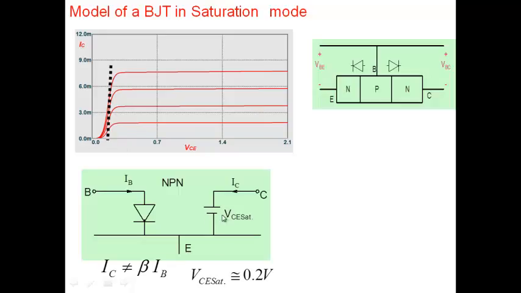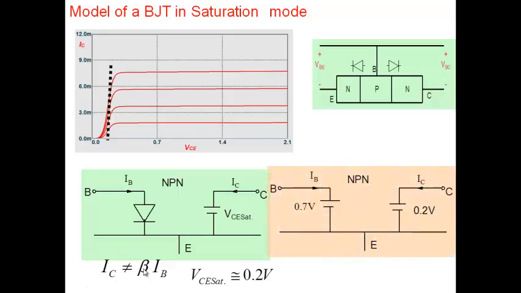And we say a typical value that we take, just like 0.7 we take for diode voltage, a typical value for saturation voltage we take as 0.2. So if you want to look upon a transistor in saturation, then between base and emitter is a diode. Between collector and emitter, we say the voltage is not changing much. So we approximate it by a constant voltage, which is VCE sat, saturation voltage. We take it as 0.2. And note that IC is not equal to beta IB.